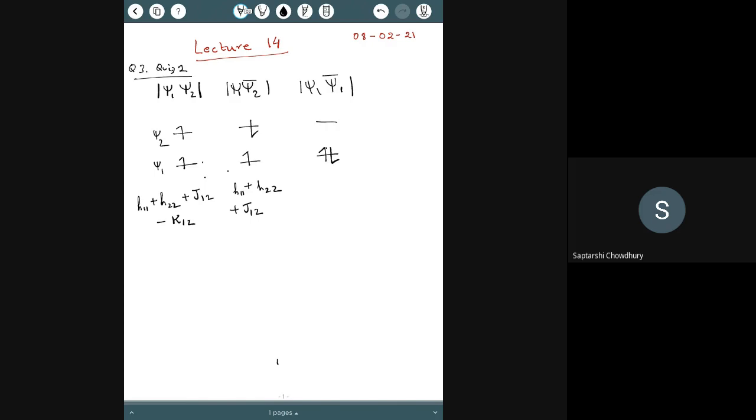In the third case, again, there is H11. But the second electron is also in psi 1, so you have 2H11. Then you have the Coulomb repulsion between the two electrons in 1, so J11. And they are of opposite spin, so no exchange.